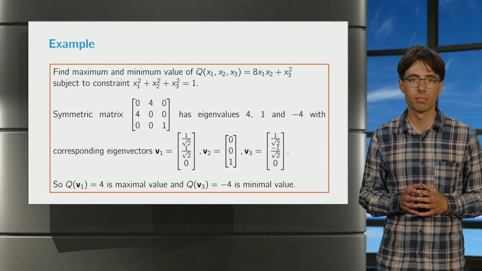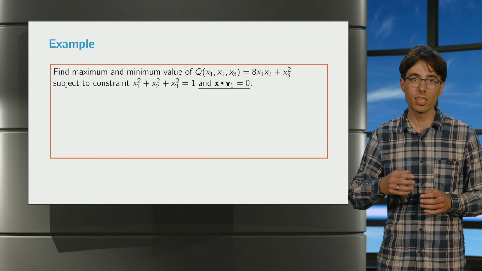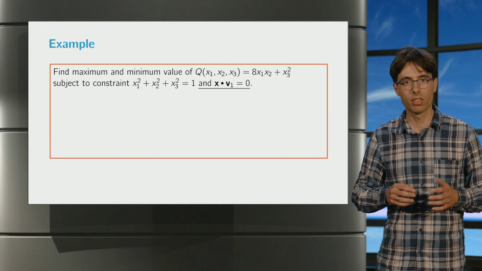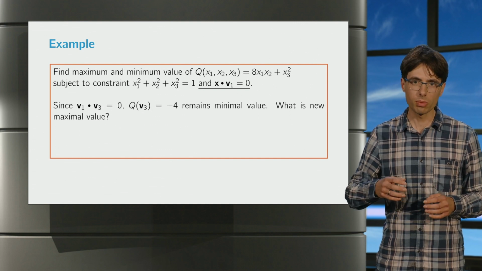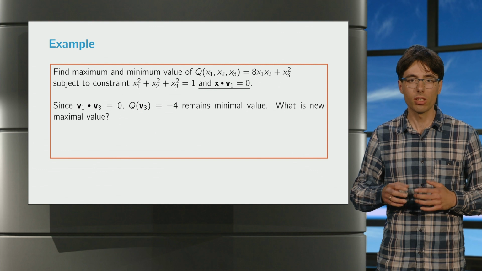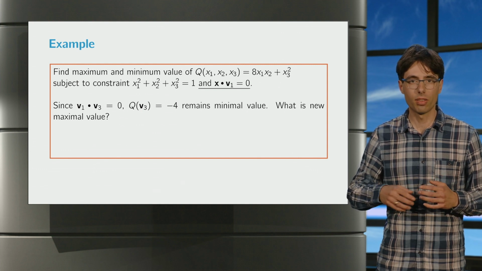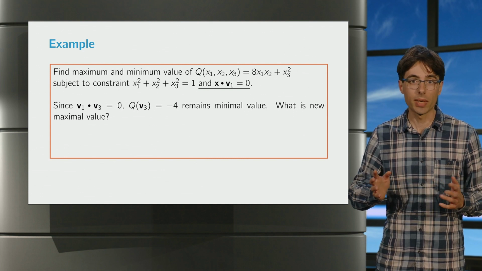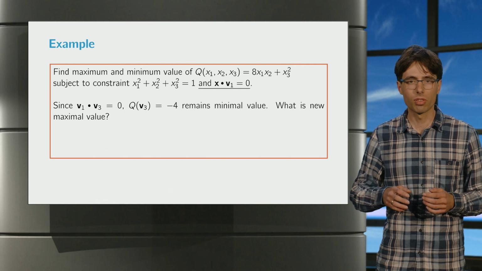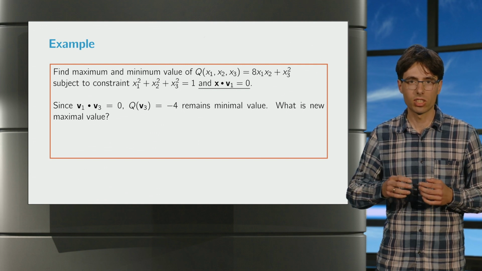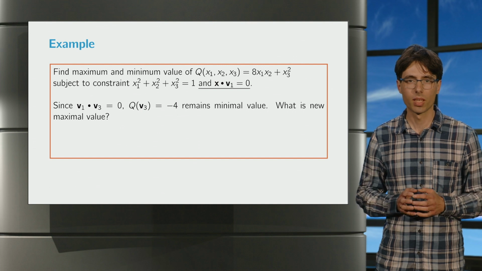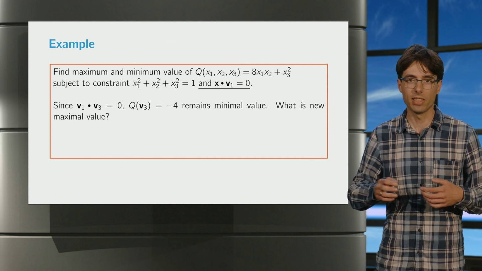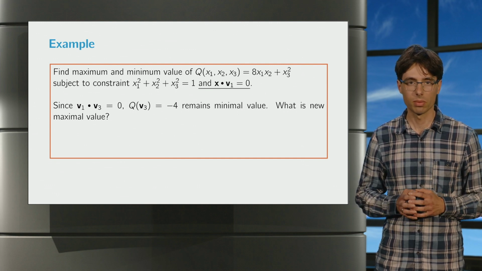But what would happen if we add another constraint, that the input vector x should be orthogonal to the first eigenvector v1? Since this matrix is symmetric, its eigenvectors are orthogonal, so the eigenvector v3 satisfies this additional constraint. Since adding a constraint can never make the minimal value smaller, -4 remains the minimal value, as it is still attained at the vector v3. However, v1 is not orthogonal to itself, so we do not immediately know what the new maximal value is.